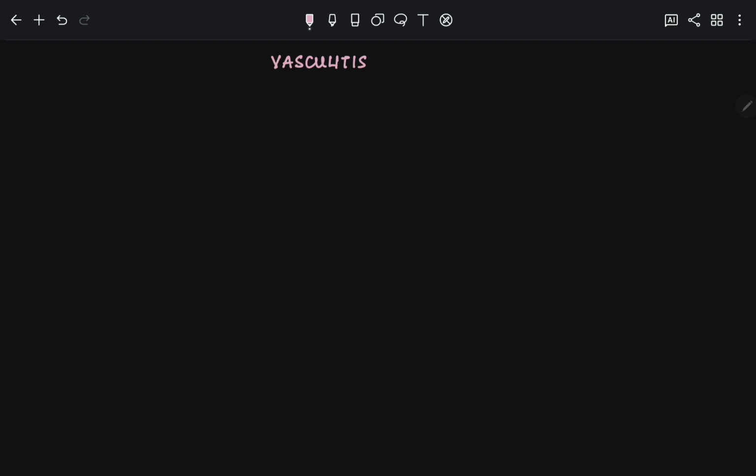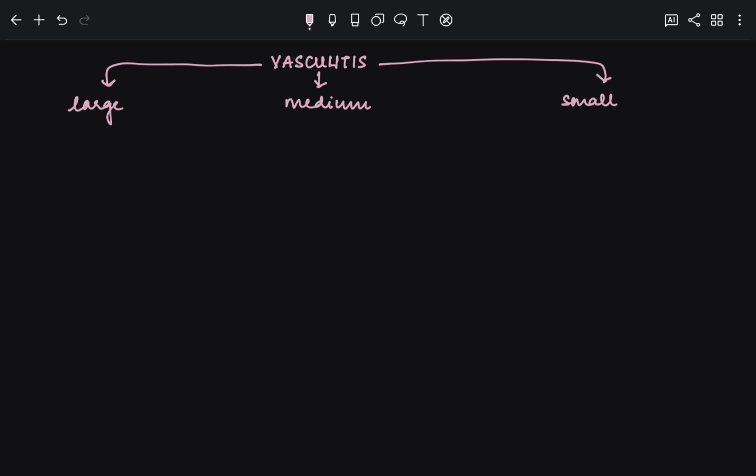Now, vasculitis can be classified based on the size of the blood vessel being inflamed. So, we can have large vessel vasculitis, medium vessel vasculitis, and small vessel vasculitis. Now, the trick to memorizing these classifications can be with an analogy of a family. Large vessel is the father, the medium vessel is the mother, and the small vessel are the children of the family.